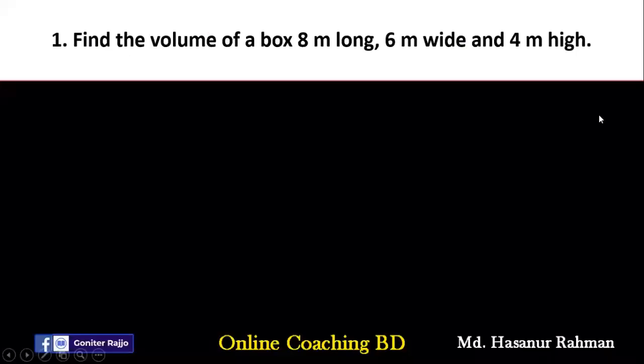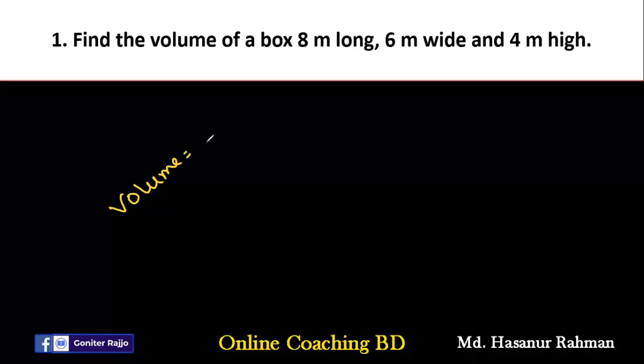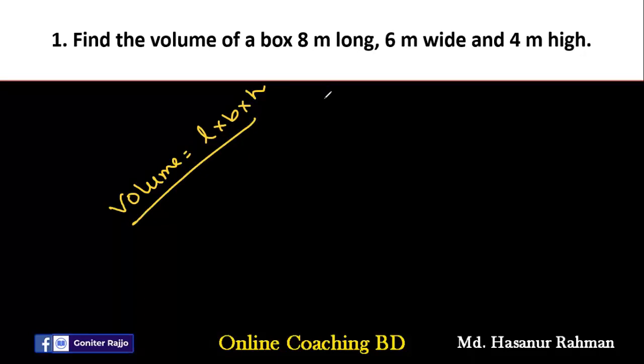Number 1. The first question says find the volume of a box 8 meter long, 6 meter wide and 4 meter high. How can we easily solve this problem? This is very simple one. So let's solve. We know that the volume is equal to length multiplied by breadth multiplied by height, or length multiplied by width multiplied by height. So if we know the formula, then we can easily solve it.